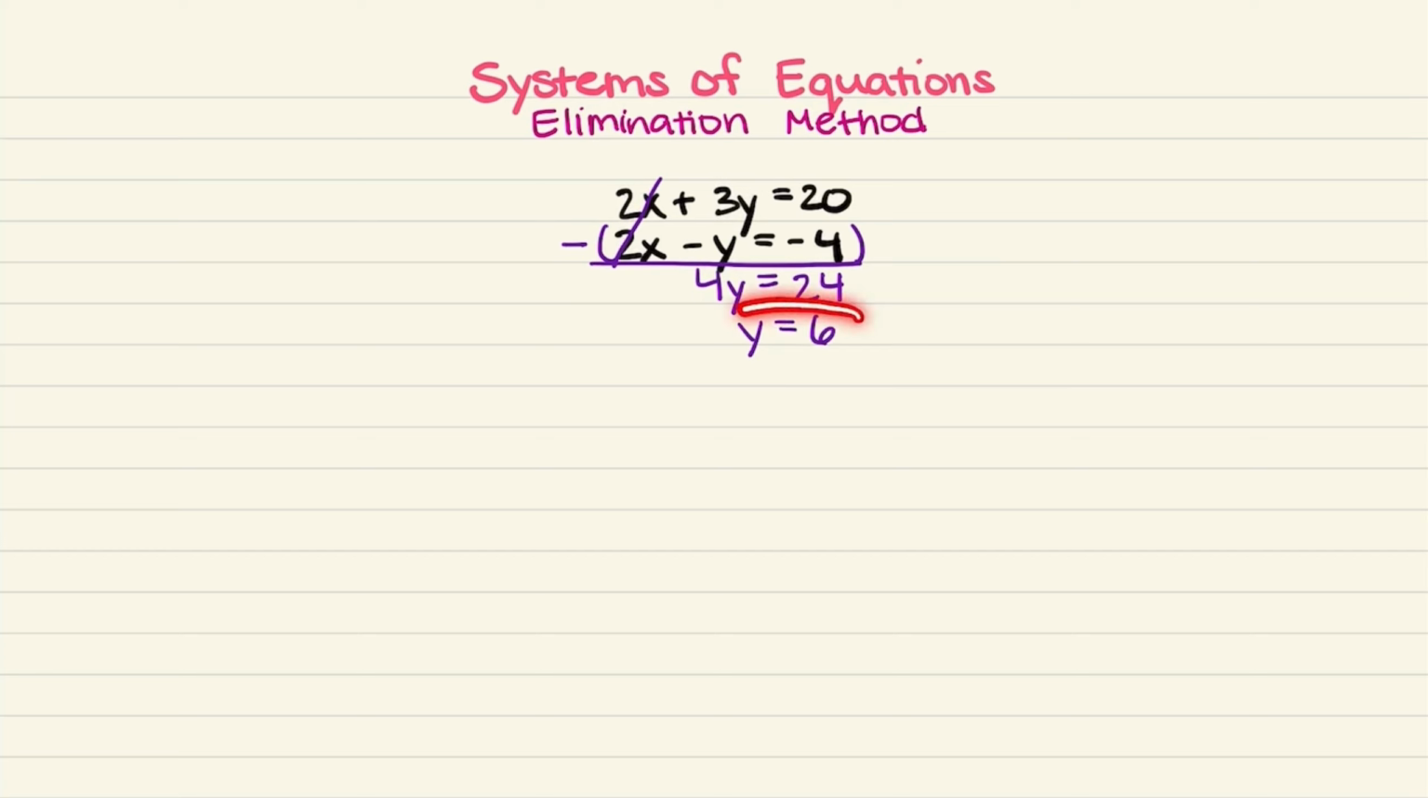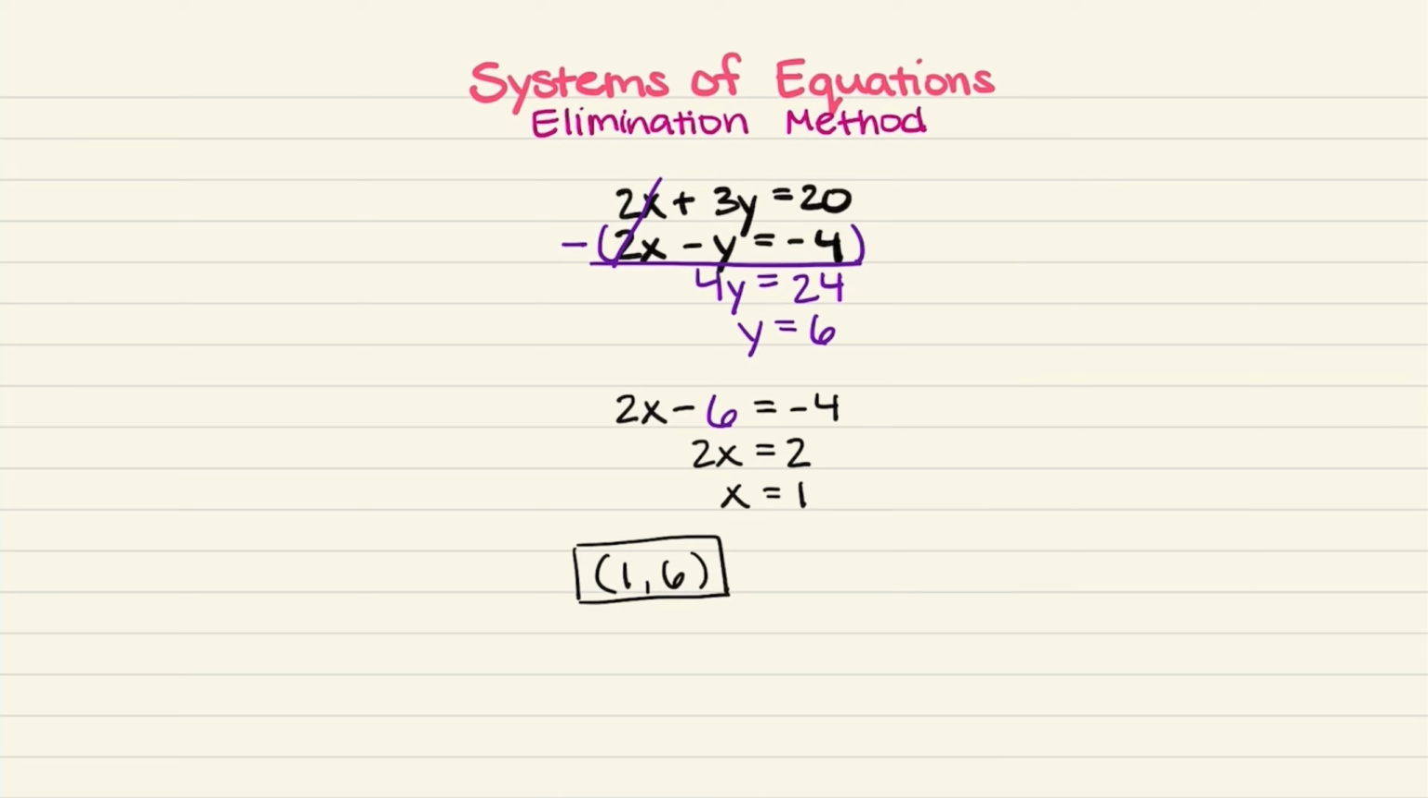Now, we take our y value and plug it into either one of those equations to solve for x. I'm going to use the bottom equation just because it is simpler, but you can use either. So 2x minus 6 equals negative 4. Add 6 to both sides. 2x equals 2. Divide by 2, and x equals 1. And our final answer is 1, 6. Let's look at another example.